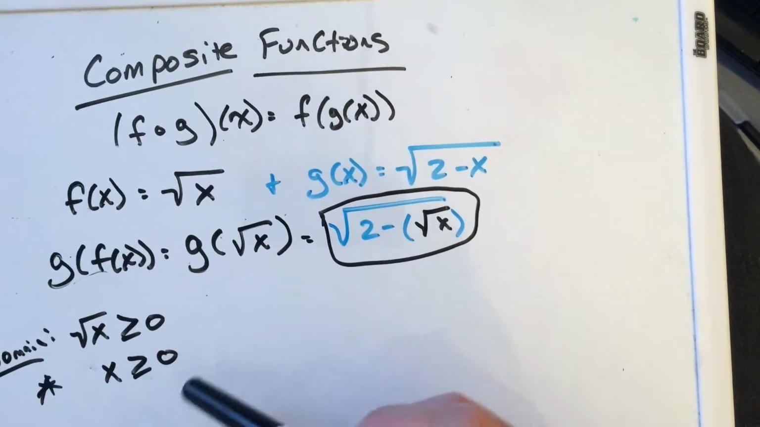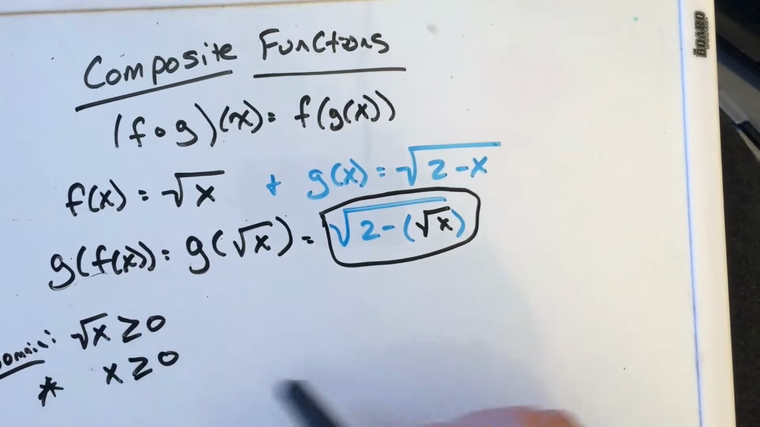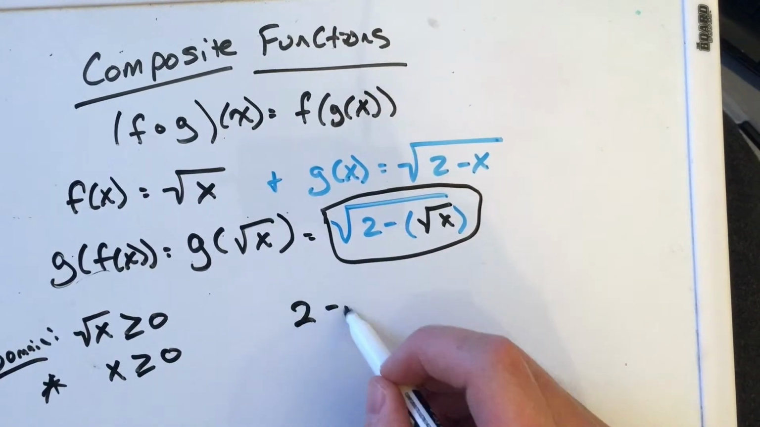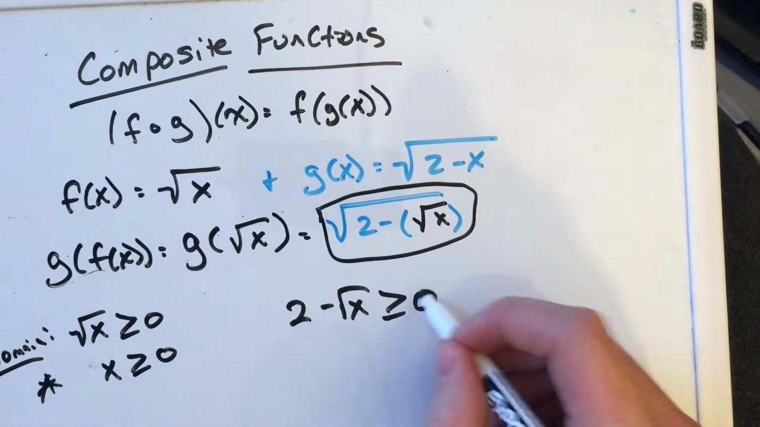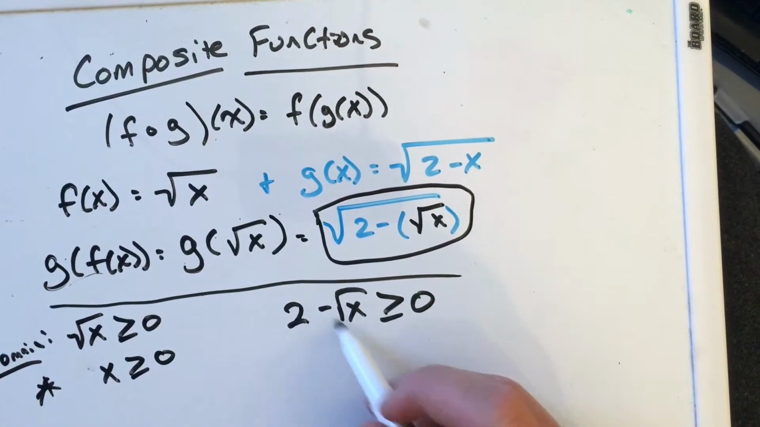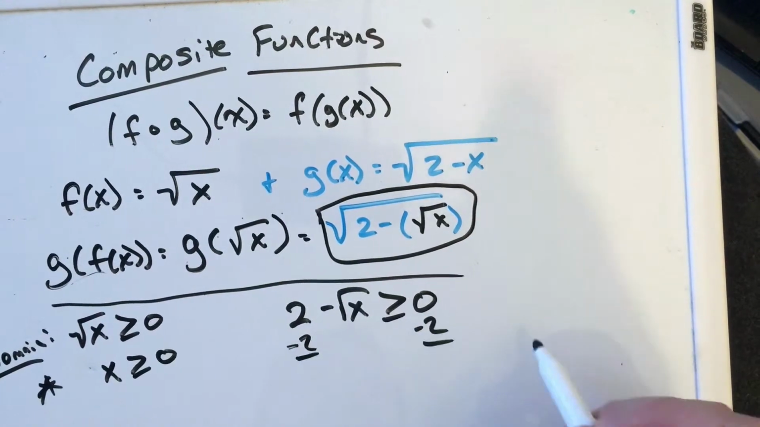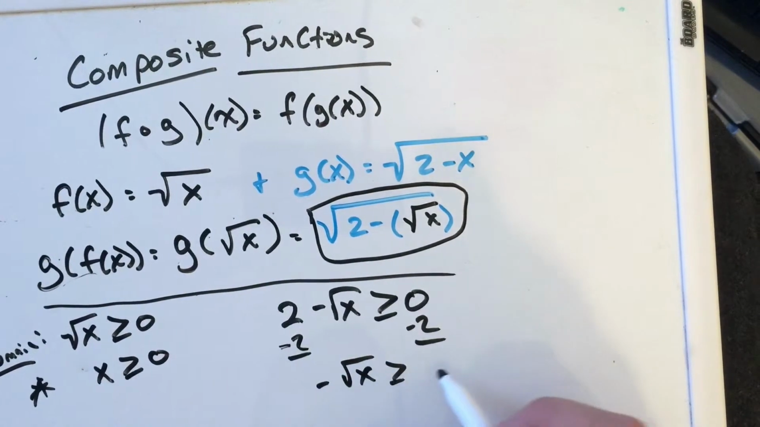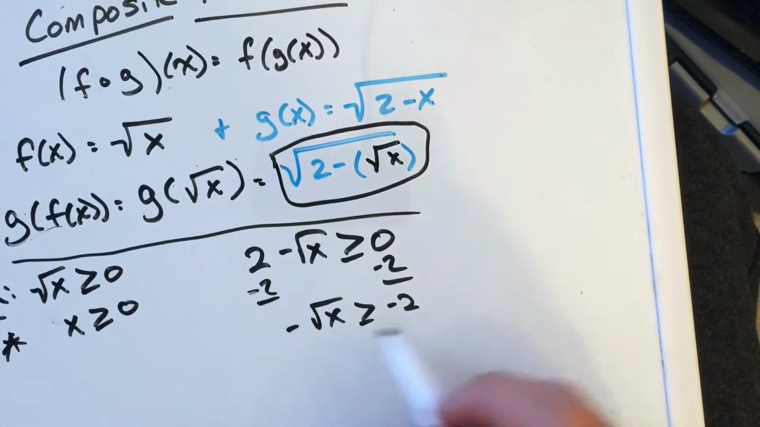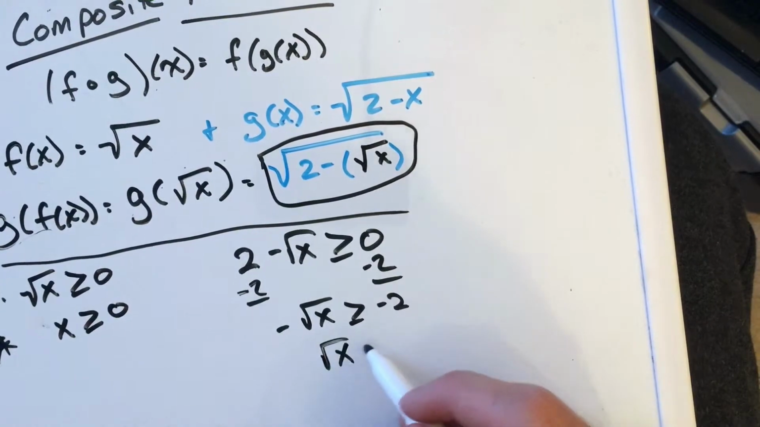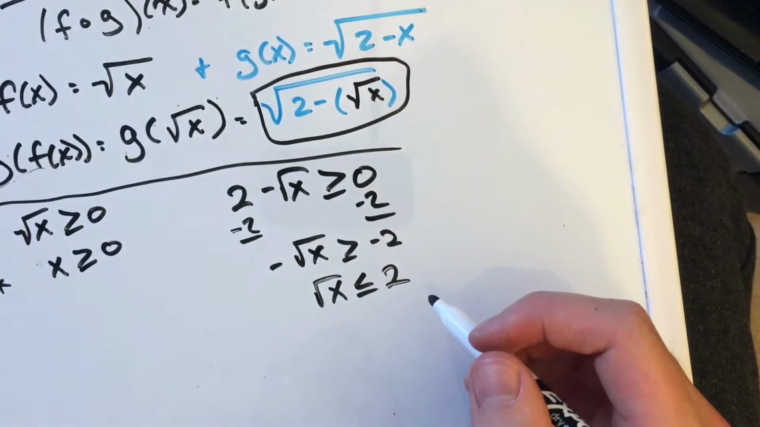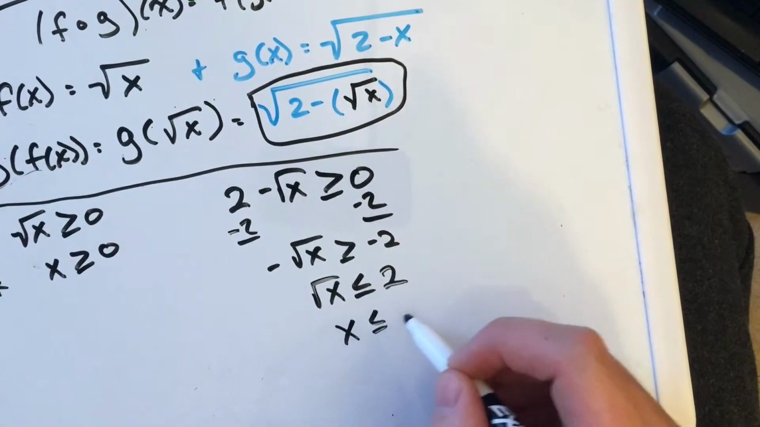Well, we know that x has to be greater than or equal to 0 if it's in the square root here. So let's apply that to this part of the domain. Well, we have 2 minus the square root of x. That has to be greater than or equal to 0. All right, so the second part of our domain here. Well, if I subtract the 2 from both sides, I'm left with a negative square root of x is greater than or equal to negative 2. Okay, well, if I multiply both sides by negative 1, I have the square root of x is less than or equal to a positive 2. And then if I square both sides, I have x is less than or equal to 4.